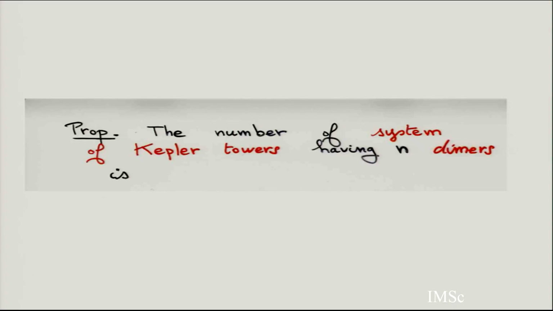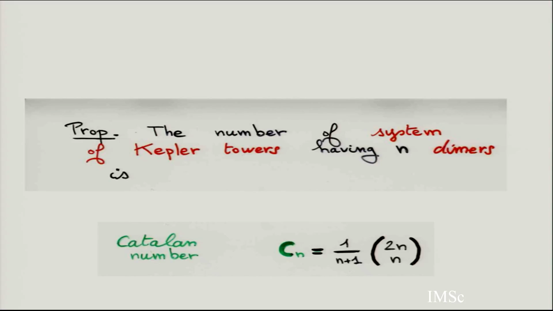So what is the number of systems of Kepler towers having n dimers? Who can guess? You have to do some binary decomposition of n. The number of systems of Kepler towers with n dimers. Yeah. So this number is Catalan. Wow. This is another interpretation of Catalan numbers, which is surprising.